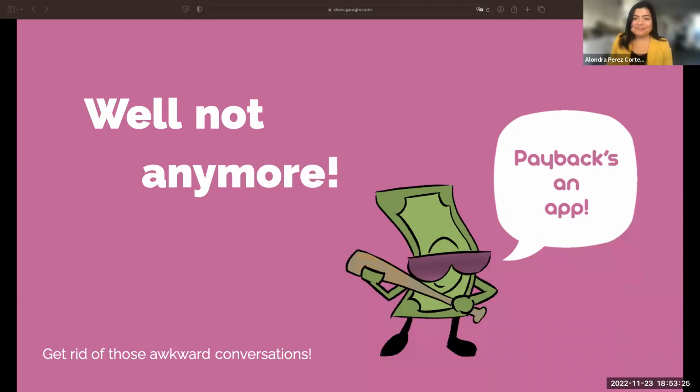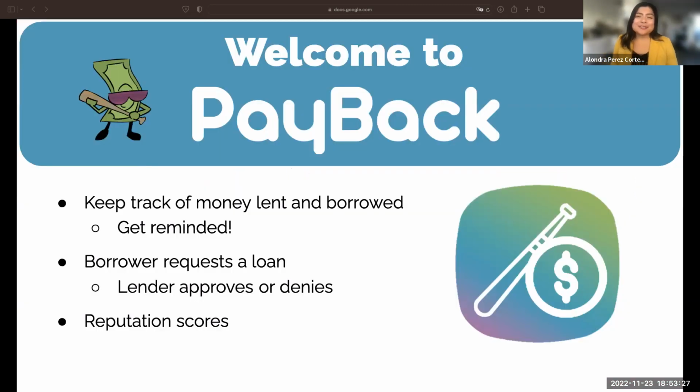It's an app. PayBack allows friends and family to keep track of money lent and money borrowed, and take the awkward conversation out of the equation. To use the app, a borrower can make a request to a lender for a loan. The lender can approve or deny that loan, and then it'll be linked to both of your accounts.